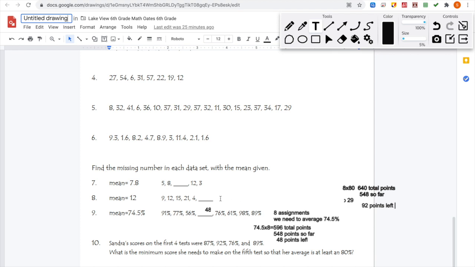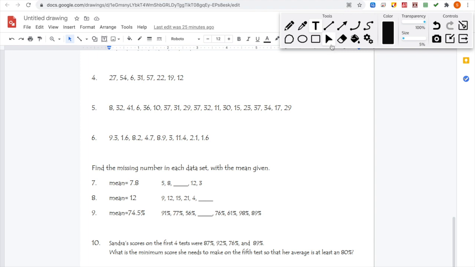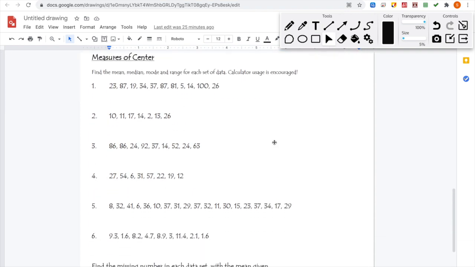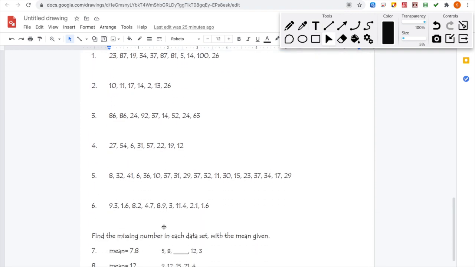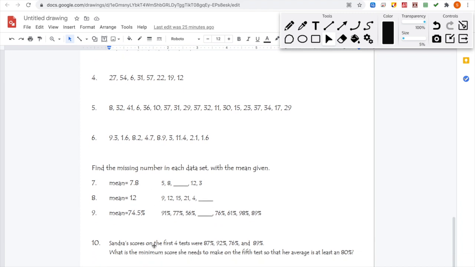All right? So what you're going to go ahead and do is you're going to go ahead and solve problems 2, 3, 4, 5, 6, 8, and 10.